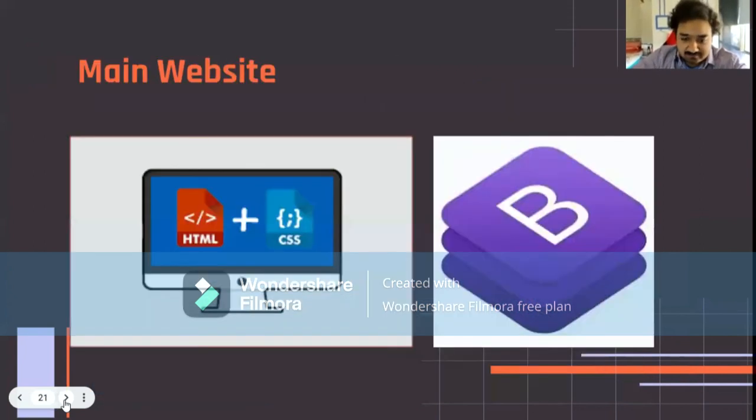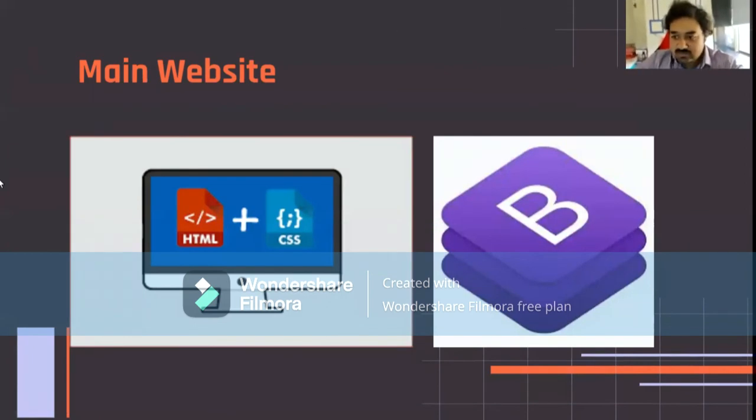Next. Now the main website. This is the end-to-end user part. We shall make use of HTML, CSS, and Bootstrap for designing the fully interactive front-end website, which will house all content related to this project.